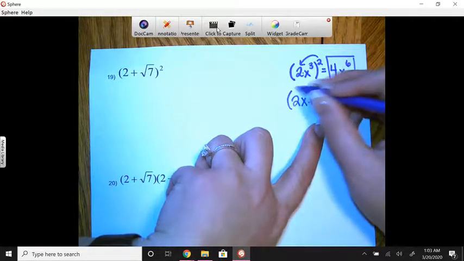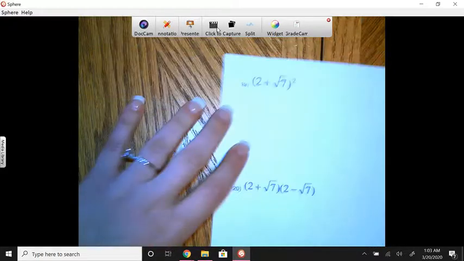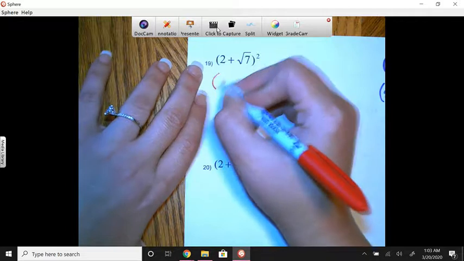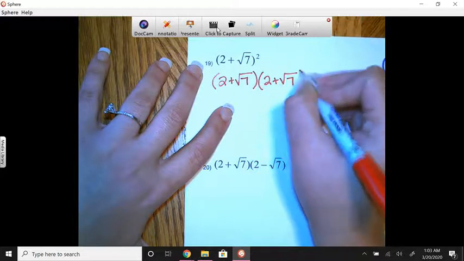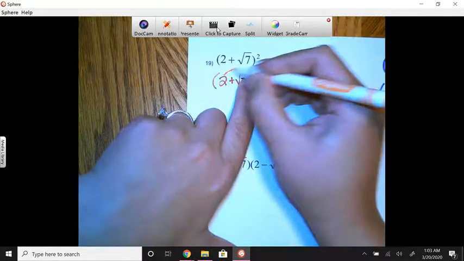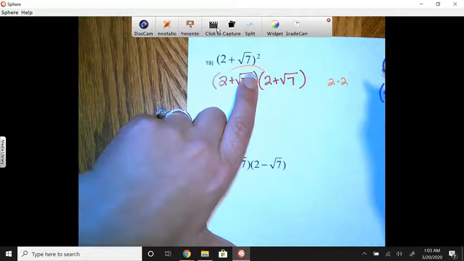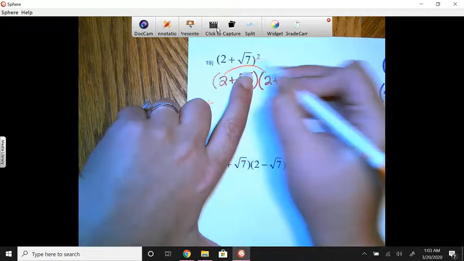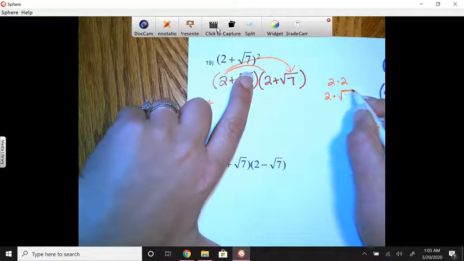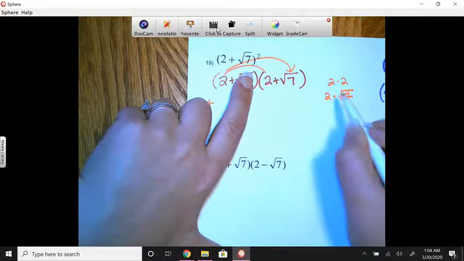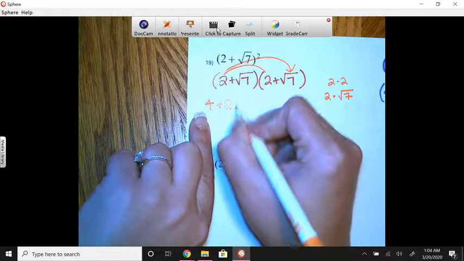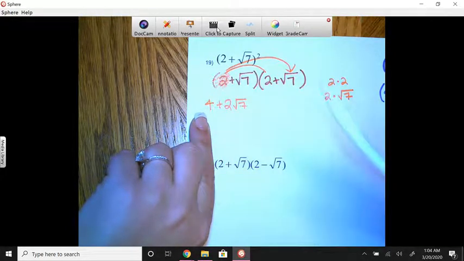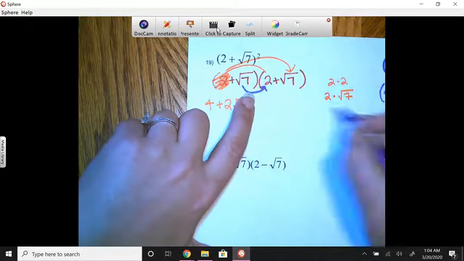You cannot distribute, no. So to do this problem, just like we've done in previous chapters, we have to write this out twice and FOIL, multiply everything. So when we do that, we'd have 2 times 2, so write it out if you need to see it. So 2 times 2 is 4. And then we'd have 2 times radical 7. You can't multiply these because this is 2 times some decimal. So if you do 2 times 7, that's not 7. This is some decimal number. So we're just going to bring it down as positive 2 rad 7. So now we're done with the 2. So now we're going to multiply radical 7 times 2.